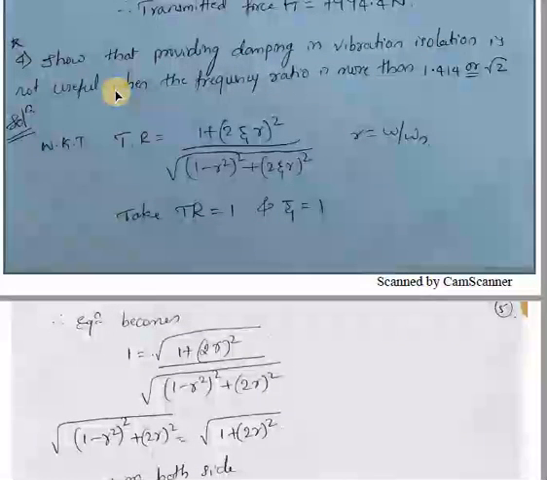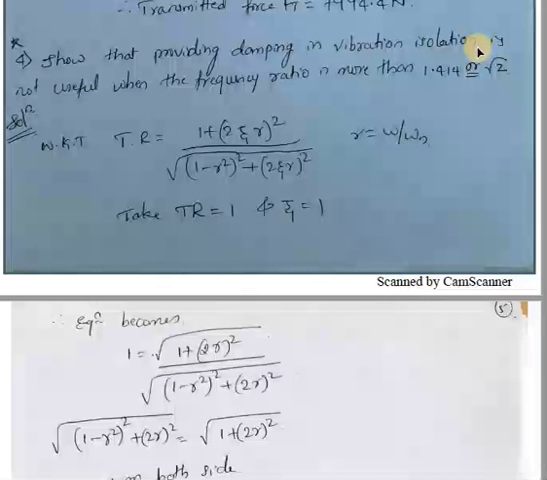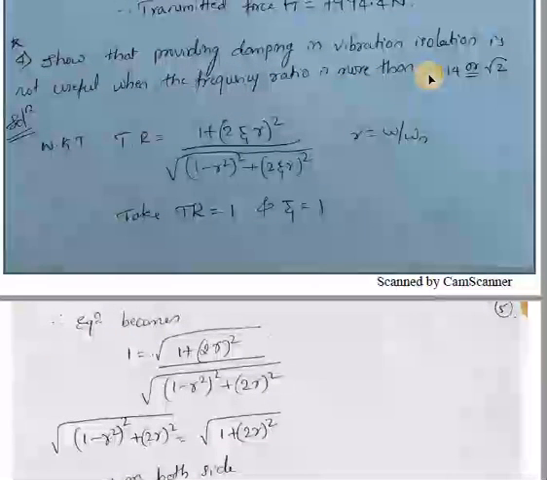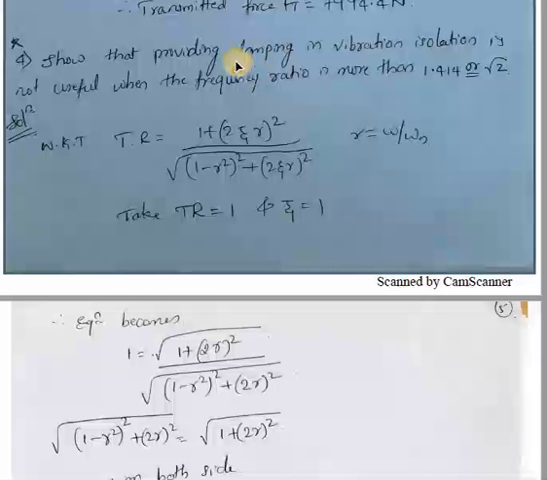So we'll continue with the problems on forced vibration. So here is the next problem. Show that providing damping in vibration isolation is not useful when the frequency ratio is more than 1.414, or root 2.